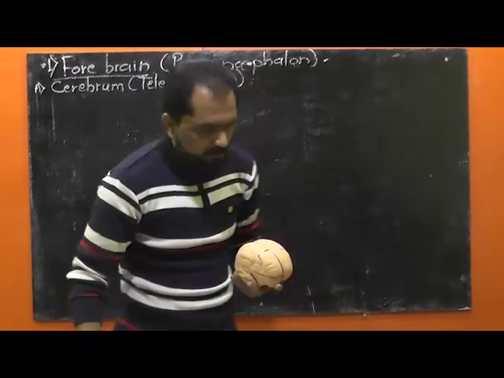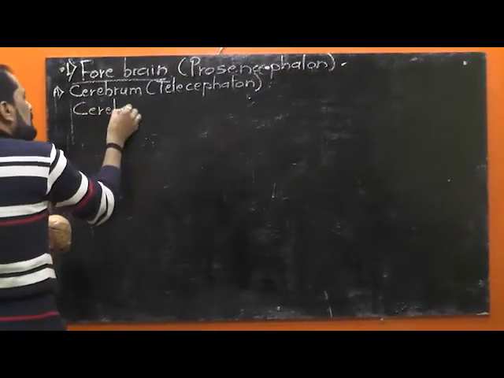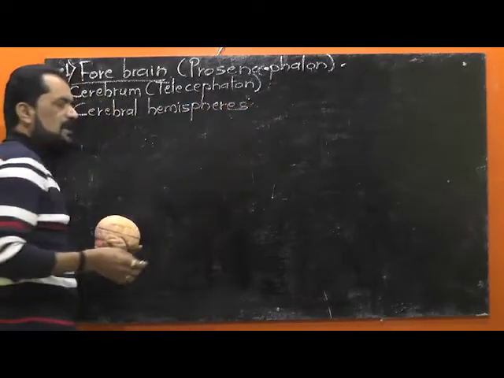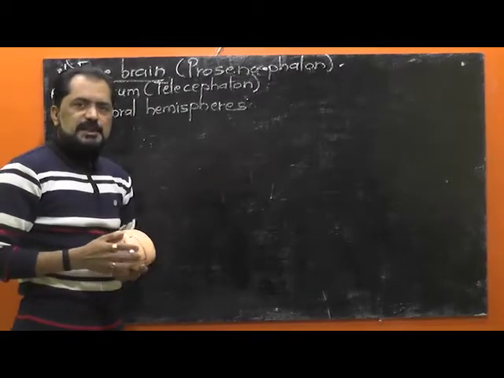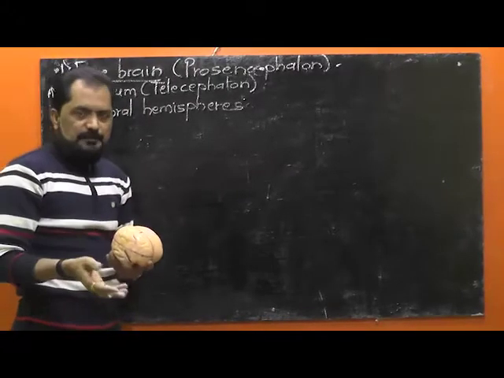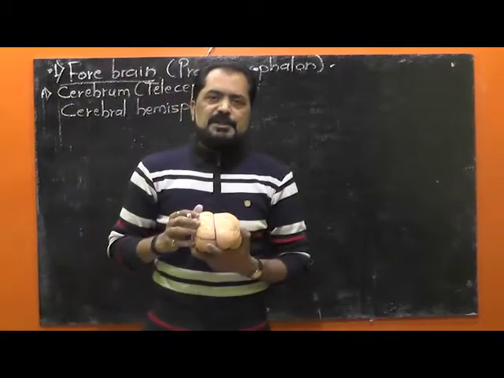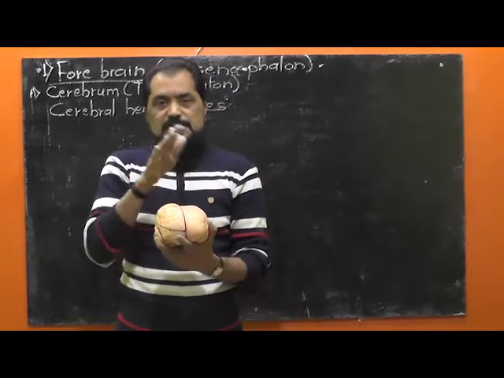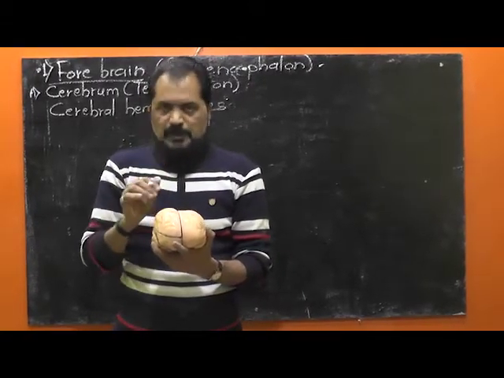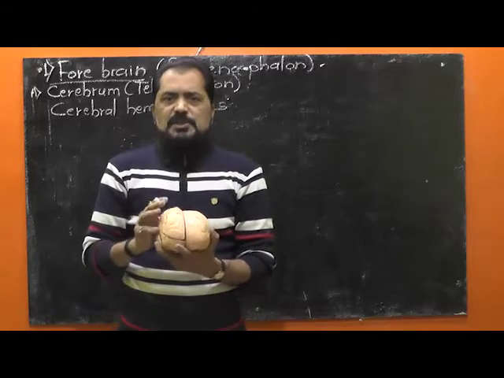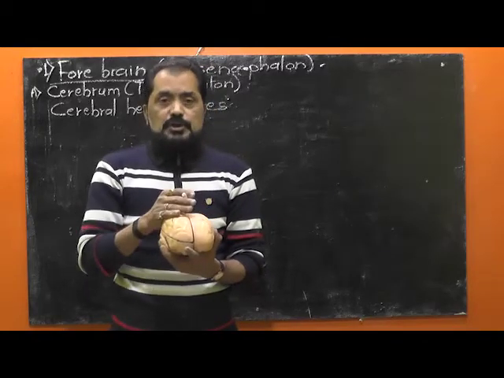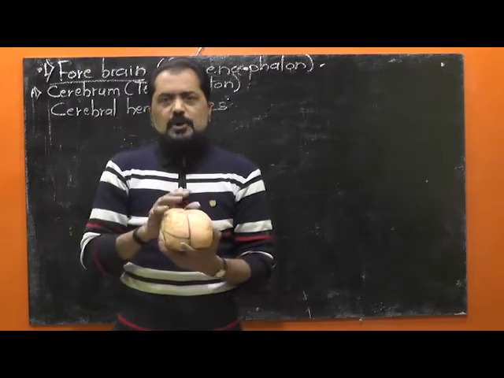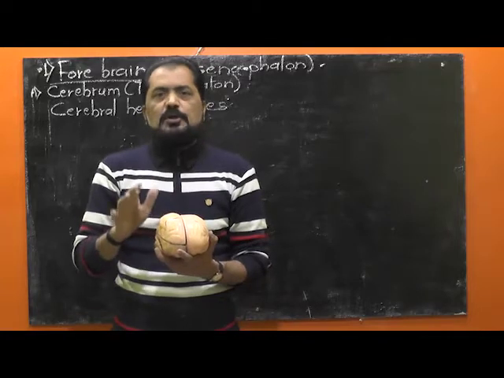Let me write at the blackboard. Cerebral hemispheres. Actually, the name itself indicates it: hemi stands for half, half sphere. If the cerebrum is considered as a sphere, then half of this sphere is nothing but the hemisphere. Now, these cerebral hemispheres show convolutions and grooves on their surface. It means the surface of the cerebral hemispheres is not smooth.